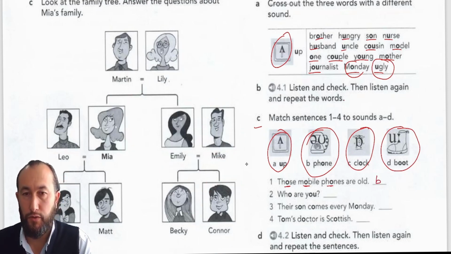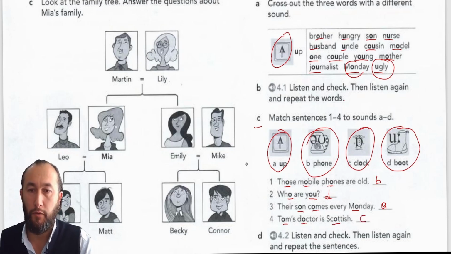Okay, so number 2, who are you? Who are you? So this is oo sound, boot, D sound. Their son comes every Monday. So that is A sound, A. And we got here number 4. Tom's doctor is Scottish. So this is O sound, C sound, O, like clock.